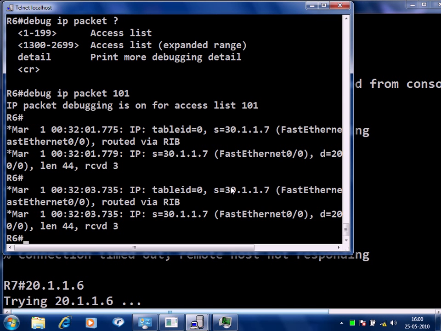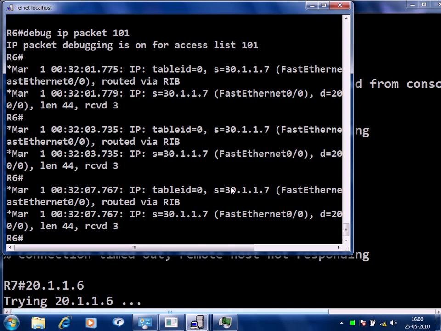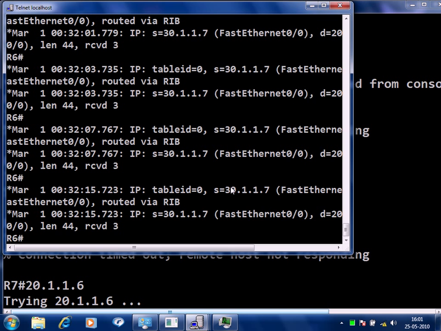We don't have to apply it. That is called another usage of access list. No, we are not using it for traffic filtering. This access list we are not using for traffic filtering. What are the usages of access list? This one is classifying the traffic.